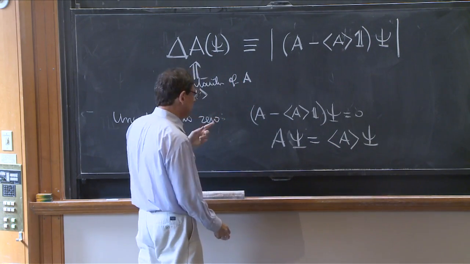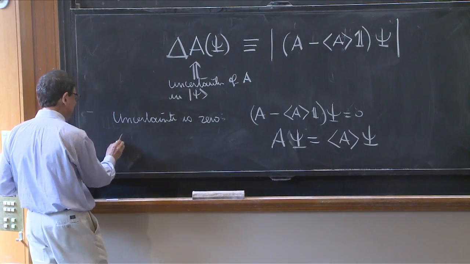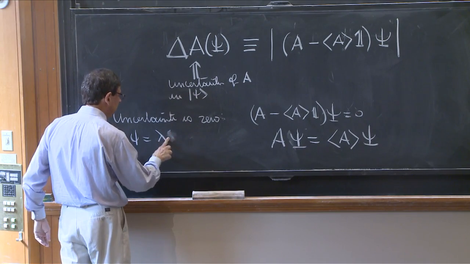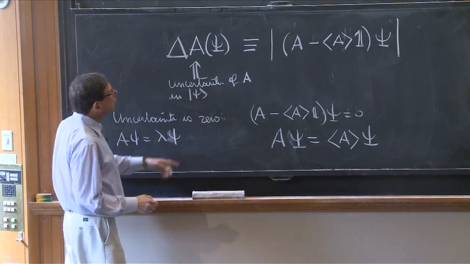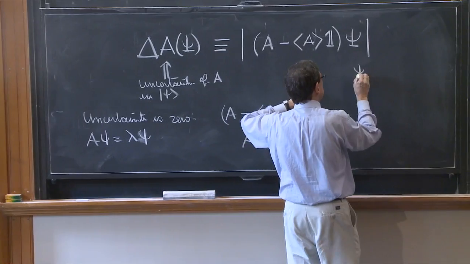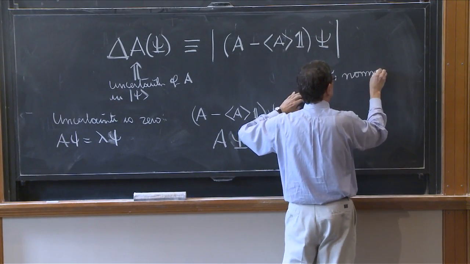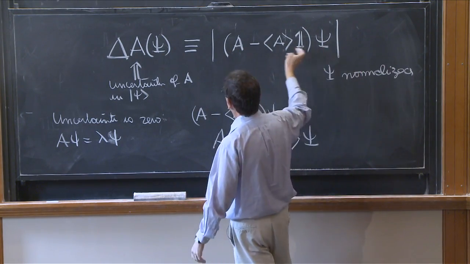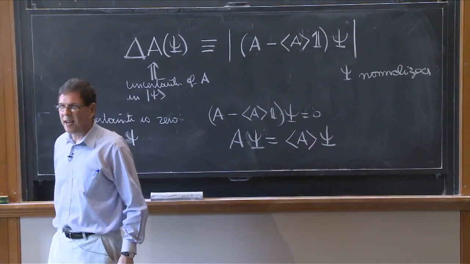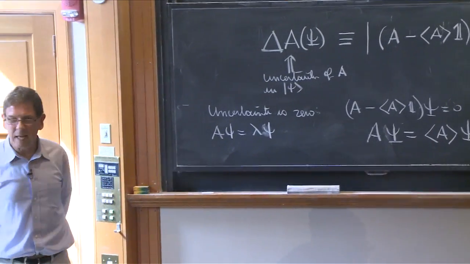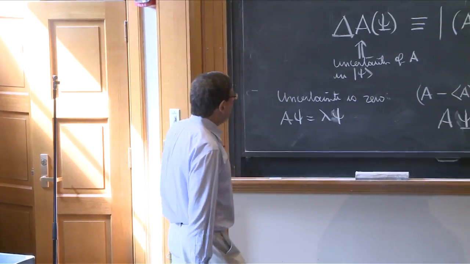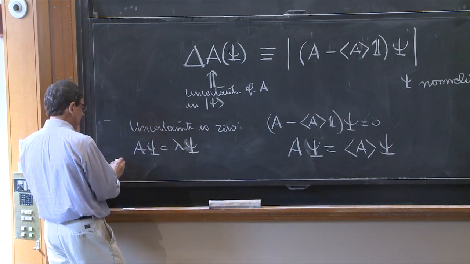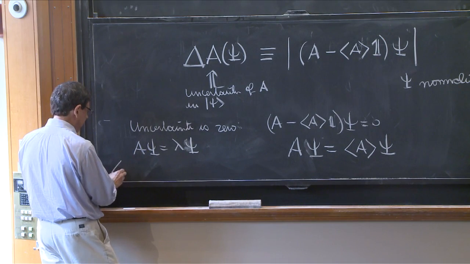And in fact, let me show you one thing. If you have A psi equal lambda psi, oh, I should say here that psi is normalized. If psi were not normalized, you change the normalization, you change the uncertainty. So it should be normalized. And look at this. If you have A psi equal lambda psi, do the inner product with A.